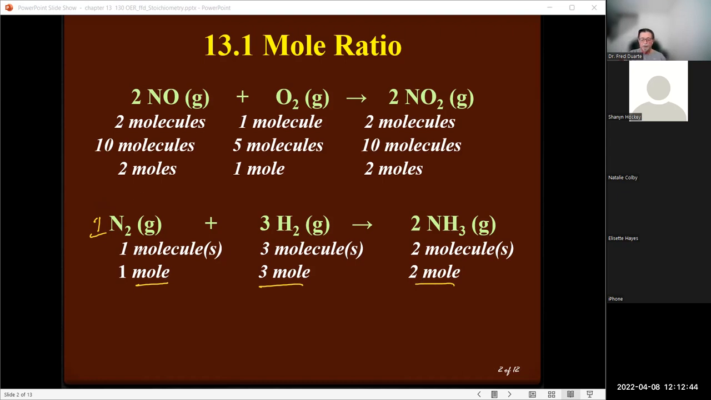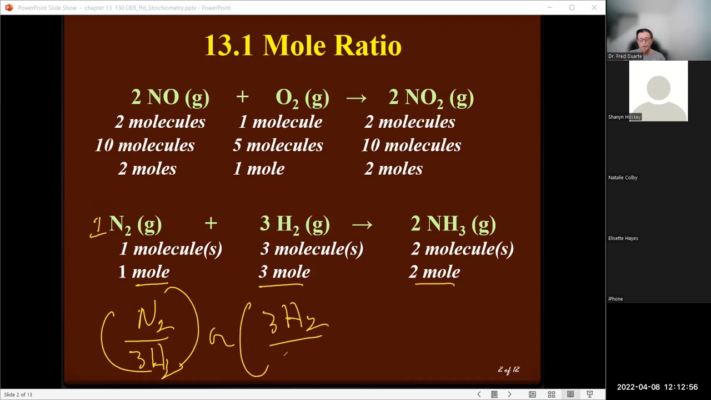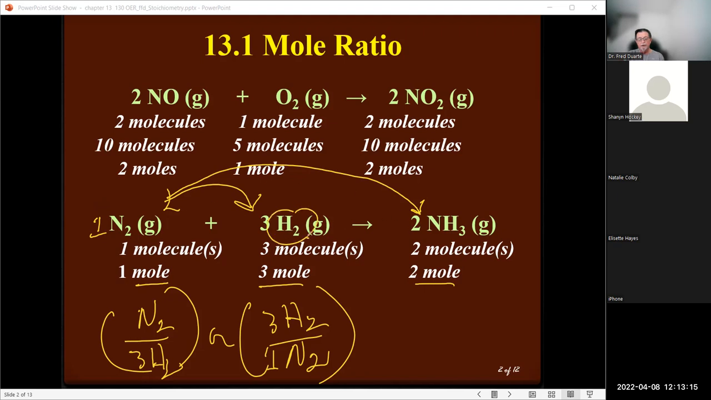And then we have, once we balanced it, that relationship between 1 nitrogen over 3 hydrogens, for example, or invert it, 3 hydrogens over 1 nitrogen. And that's just simply between the reactants. But remember, we can also utilize the relationship between one of the reactants and the product. So between nitrogen and ammonia, or between hydrogen and ammonia.